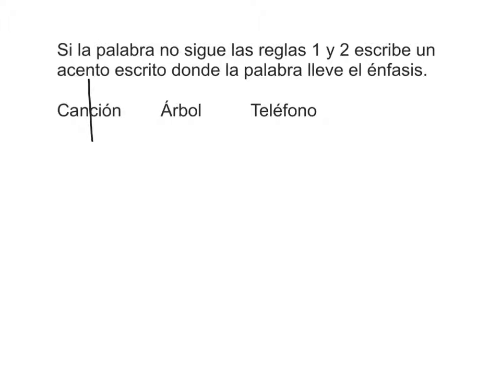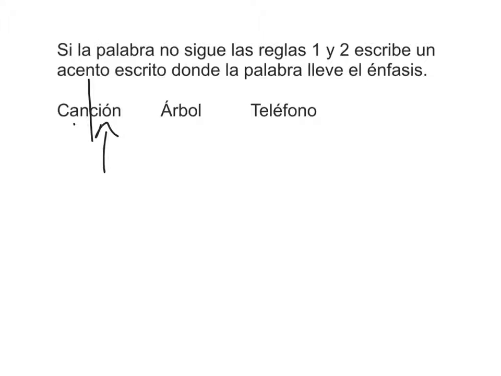Now, according to rule number 1, if the word ends with a vowel, A, E, I, O, or the consonants N or S, the natural stress is supposed to go on the A, okay? Because it's supposed to be on the penultimate or the second syllable from right to left. However, when I pronounce the word canción, my voice goes up here. Therefore, I must write a written accent wherever my voice goes up. Okay? So the next word, árbol.